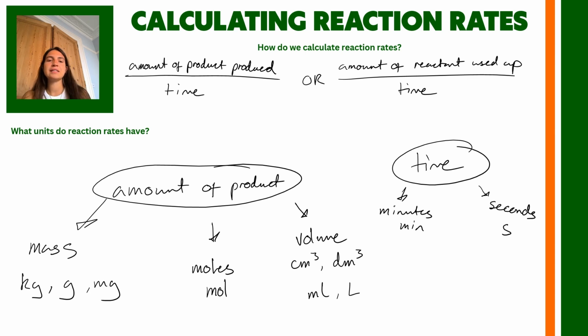But the point is, if I was trying to work out the reaction rate in moles per second, then I'd need to make sure that the unit I was using for my amount of product was moles, and the unit I was using for my time is seconds. So they need to match, but they can be a range of different units.